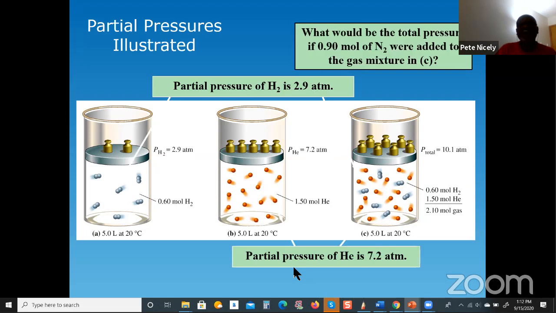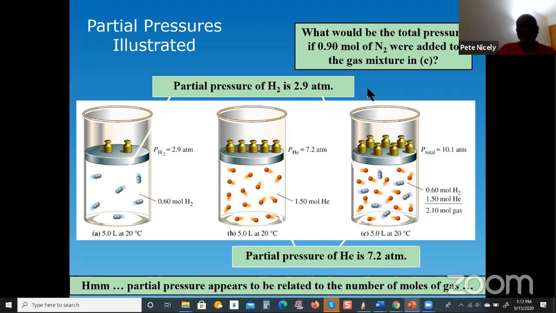Now, here's a question. I want you to think about it and tell me how you'd go about solving this problem. The question is, what would be the total pressure if 0.90 moles of nitrogen were added to the mixture in C? So we're talking about this one right here, right? So how would you solve this problem?